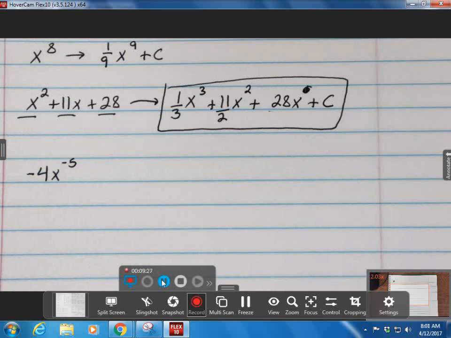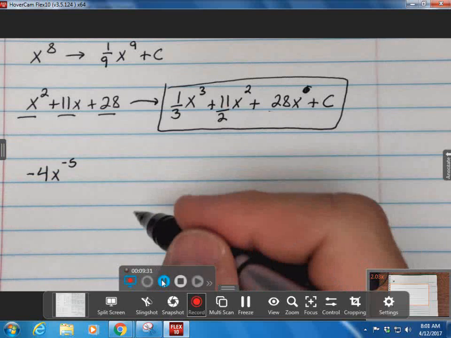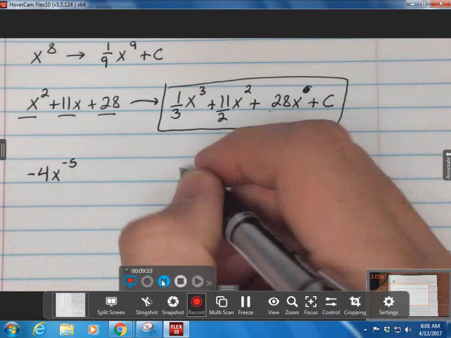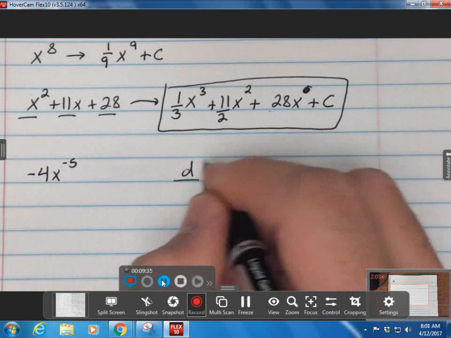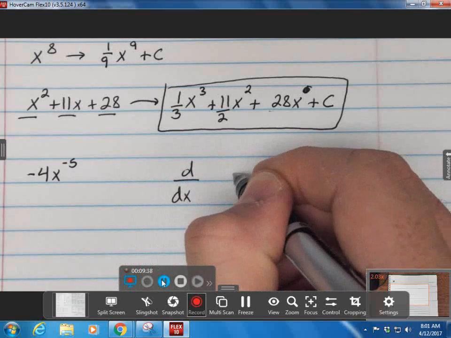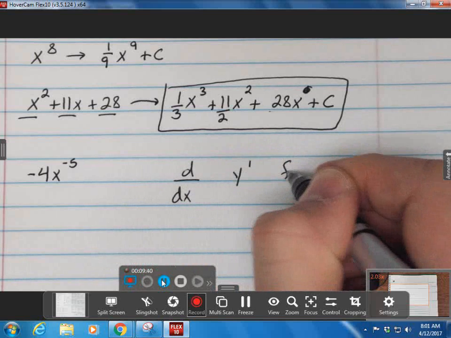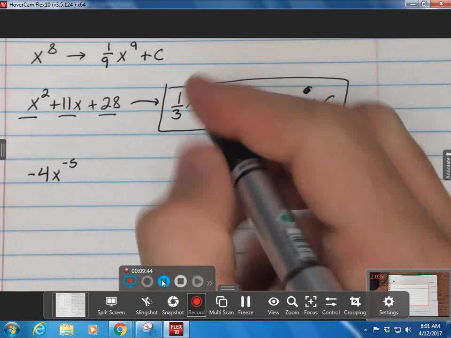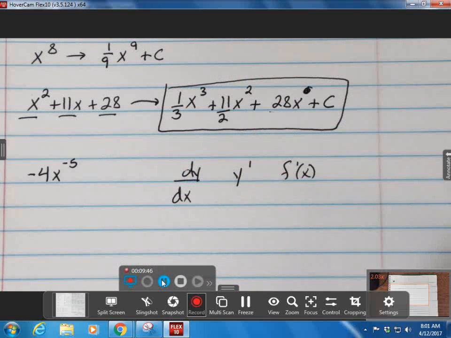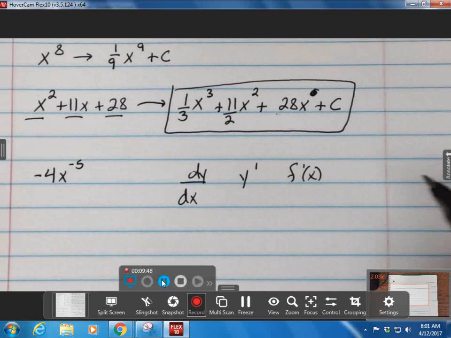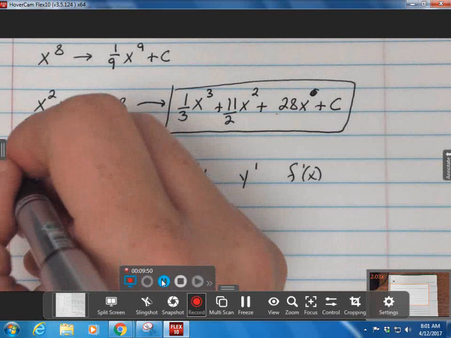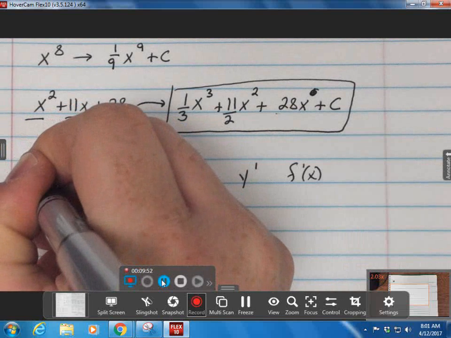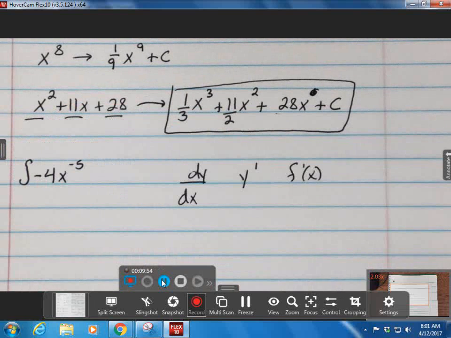Okay, next one, the integral of negative 4x to negative 5. Okay, now let's talk notation. We know that derivatives look like this. We've found the derivative with respect to x, or sometimes we call it y prime. Sometimes we call it f prime of x. Those were all notations for derivatives, or dy dx. Okay, any of those were notations for derivatives. If I'm talking antiderivatives or integrals, it's this funny looking S thing. Is the notation for integrals.